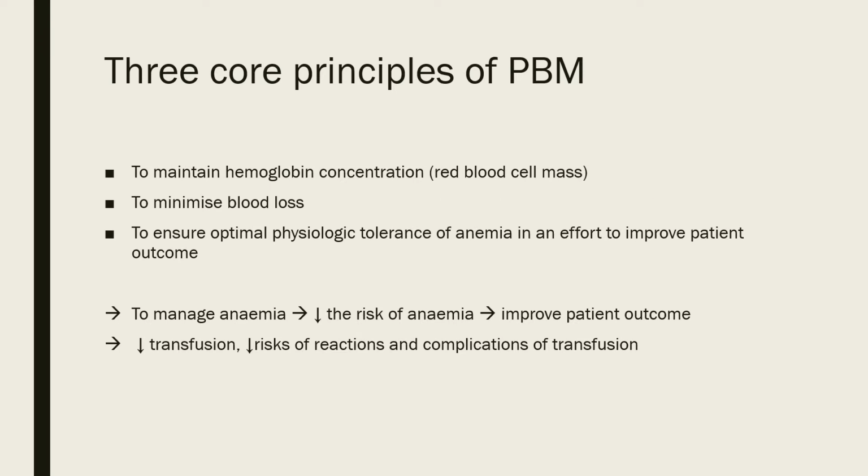PBM works by these three principles or objectives. First of all is to maintain the hemoglobin concentration and the red cell mass, to minimize the blood loss, and finally to ensure optimal physiologic tolerance of anemia in an effort to improve the patient outcome. So these three principles are used to manage the anemia and reduce the risk of anemia itself, with the goal to improve the patient outcome. So when we reduce the transfusion, we are also able to reduce the risk of reaction as well as the complications following the transfusion.